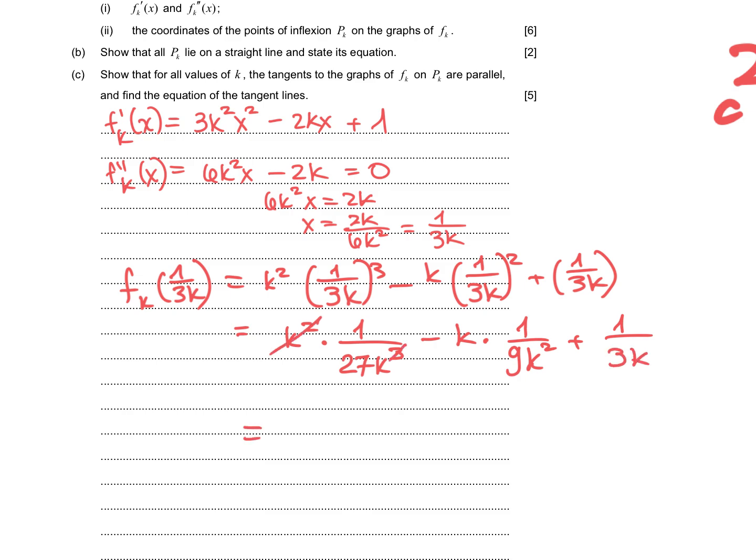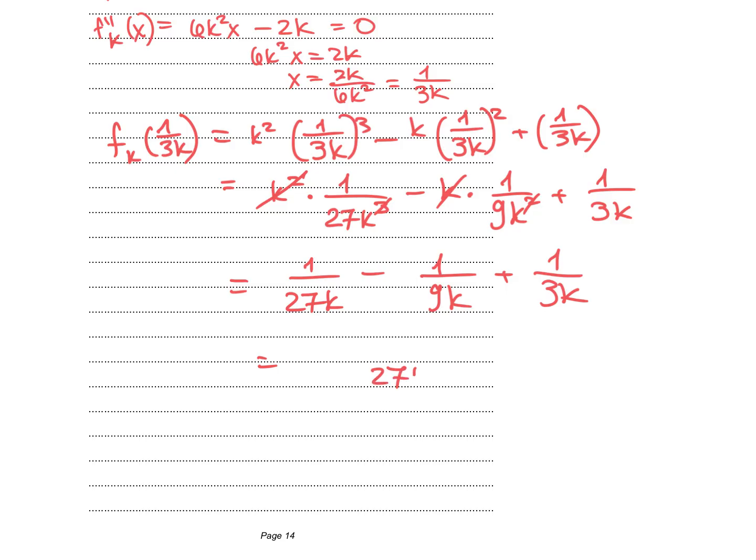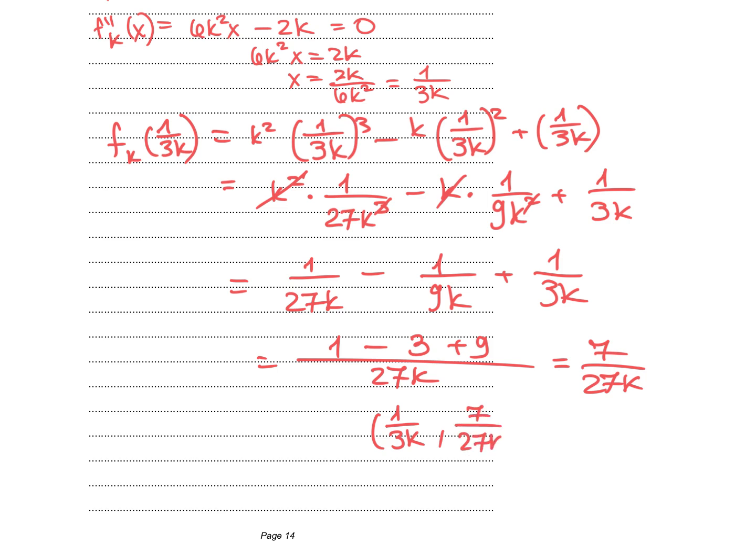Okay, this k cancels all but one of those, so we have 1 over 27k. This one cancels one of those, like this. And now we just need 27k on the denominator. So we have 1 minus 3 plus 9, which is going to be 7 over 27k. So the point of inflection is 1 over 3k, 7 over 27k.